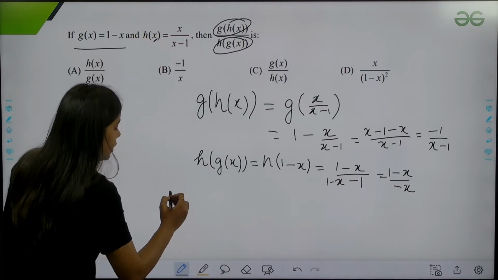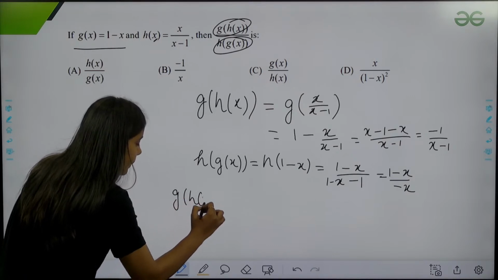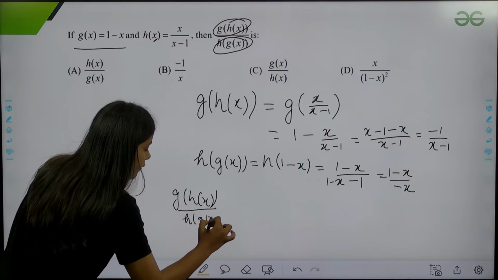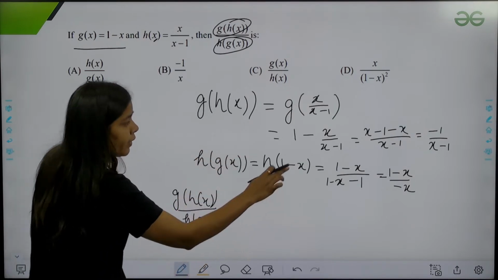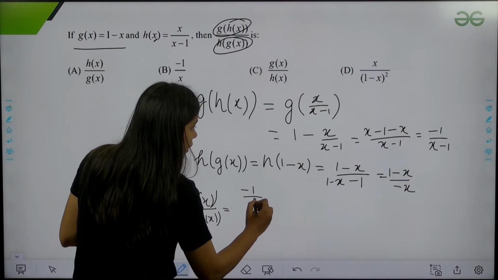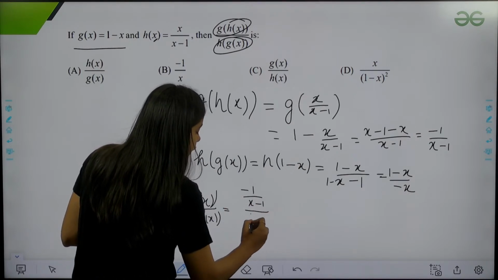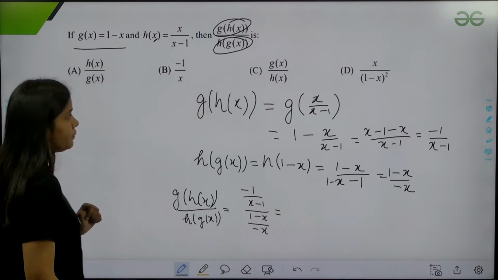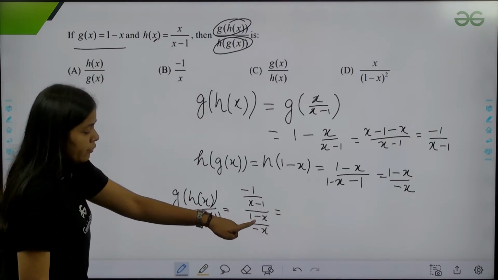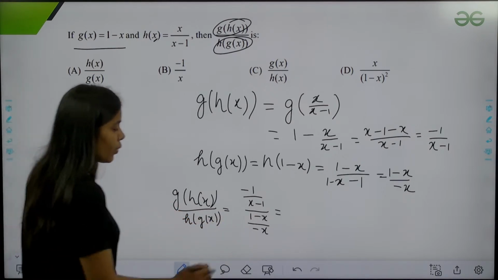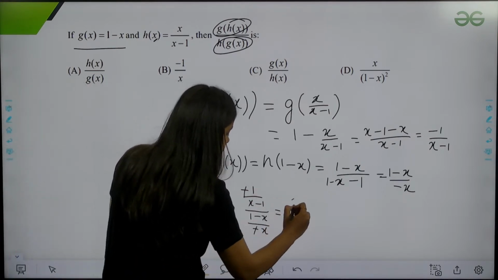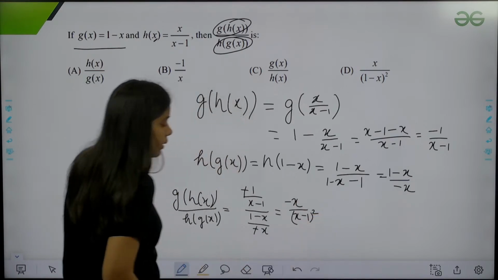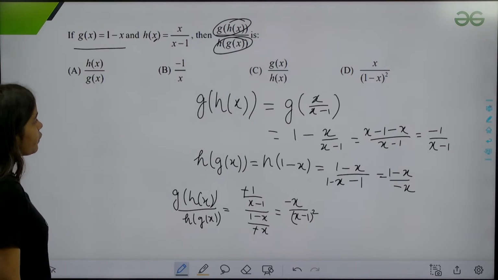So let's do that. g(h(x)) upon h(g(x)), I have to find the value. So let's divide: minus 1 upon x minus 1, divided by 1 minus x upon minus x. I'll get this. Now I can write 1 minus x as minus of x minus 1. So what would I get? Minus and minus cancel, so I'll get minus x upon (x minus 1) whole square. I'll get this. Now let's see which function I'll get.